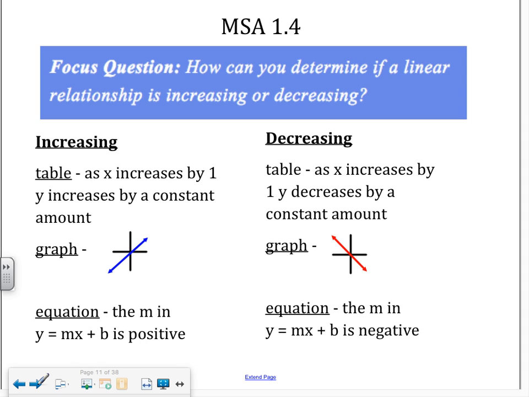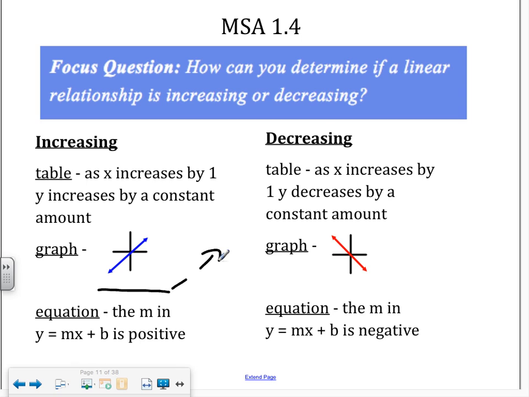1.4, how can you determine if a linear relationship is increasing or decreasing? Well, if you look in the table, as x increases by 1, y will be increasing by a constant amount for increasing. The graph is going to look like this here. So as you go from left to right, the graph is increasing from left to right. Equation, the m in y equals mx plus b is positive.